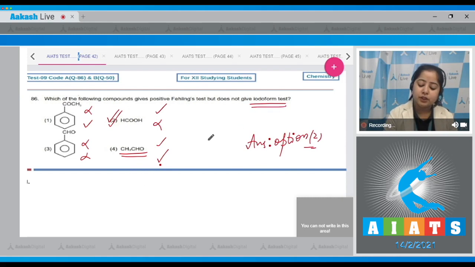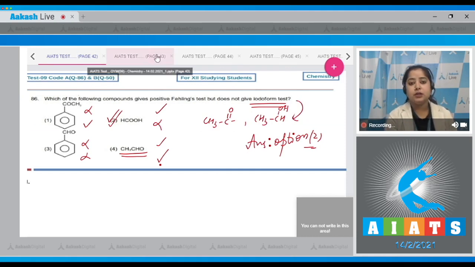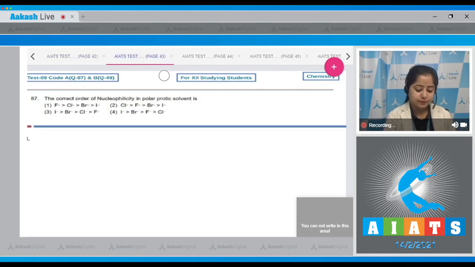For iodoform test, we need to know that the compound which contains CH3C=O group or CH3CHOH group will give positive iodoform test. Moving to the next question, which is question number 87. Let's read it. The correct order of nucleophilicity in polar protic solvent is.